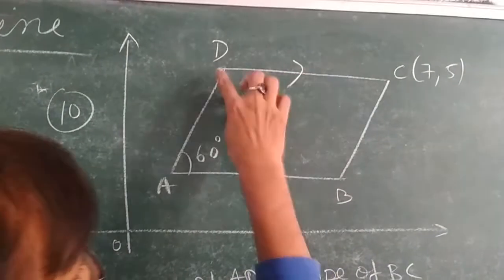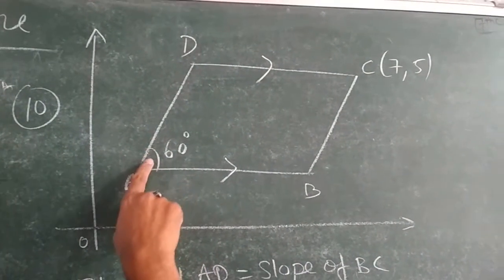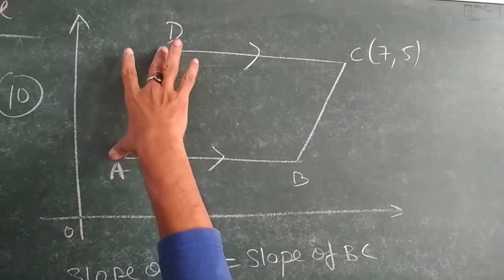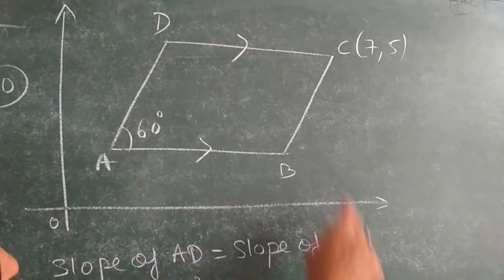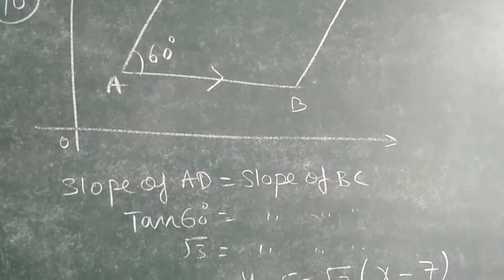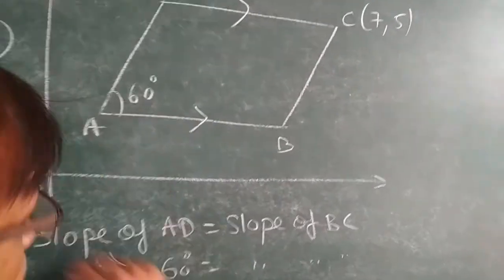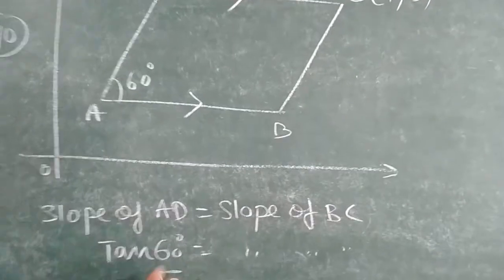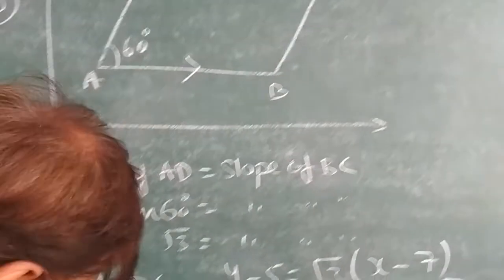Question number 10, you see there is a parallelogram. This angle is given as 60 degrees. The slope of AD is the slope of BC, so both lines are parallel, so their slopes are the same. We can find the slope of AD very easily. Tan 60 equals root 3, so it is equal to the slope of BC.